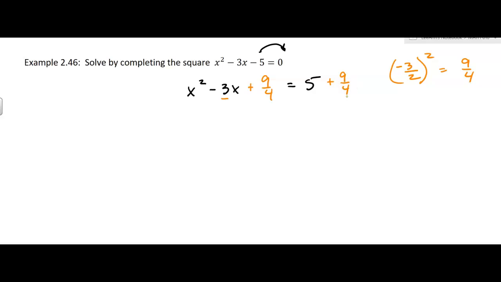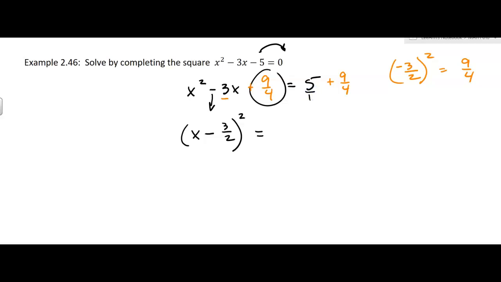Now, if you're thinking, well, I could make it a decimal, I don't think that's going to be any better. In fact, I think the fraction's easier to work with. Okay, so you have on the left x minus, because it's minus, and then you have to take the square root of that, which is 3/2. Oops, squared.